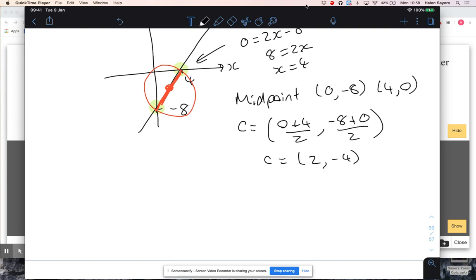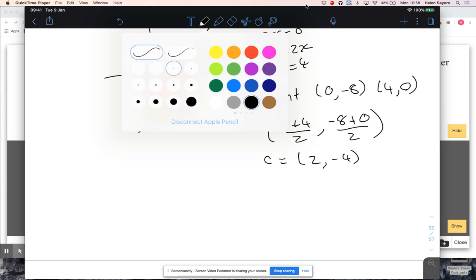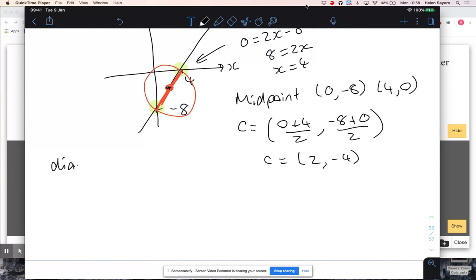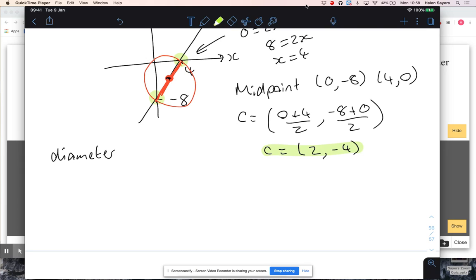So the other thing I need is the radius. I've got two options, because now I know the centre, I could just do the distance between the centre and either end, and that would give me the radius. Or I could get the diameter. I'm going to go for the diameter just because if I have made a mistake when I've worked out the centre, if I use the other two coordinates, that mistake is not going to have a follow-on effect and mess up this answer as well. So the diameter is going to be the distance between those two points.